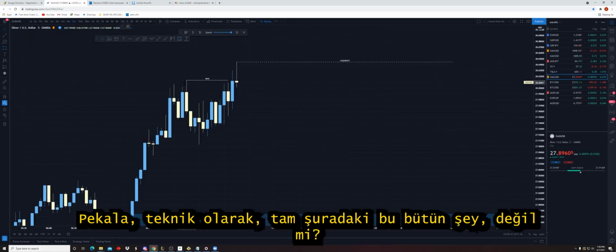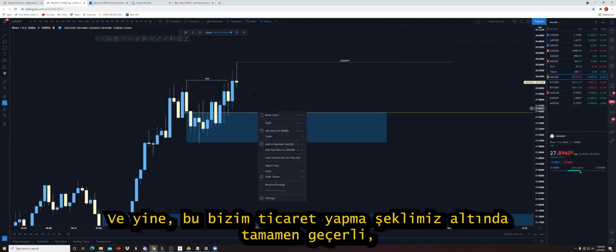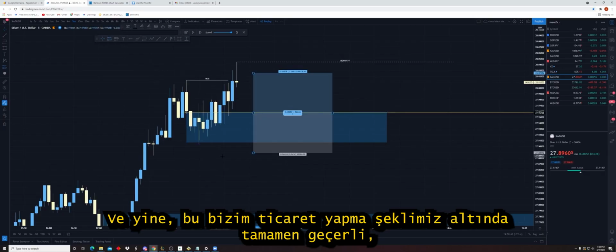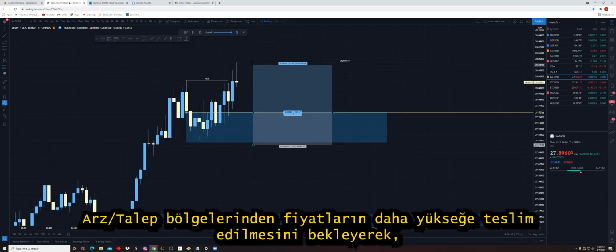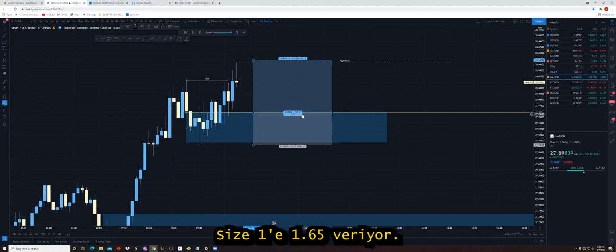And where's your last down for the up move? Well, technically, it's this whole thing right here, right? Which you could technically go ahead and refine like this, right? The very easy way, take it to the 50%. And again, this is fully valid under the way we trade. Expecting price to deliver higher off of SND zones inside of here, which, in this case, are all mitigated, right? Giving you 1 to 1.65.